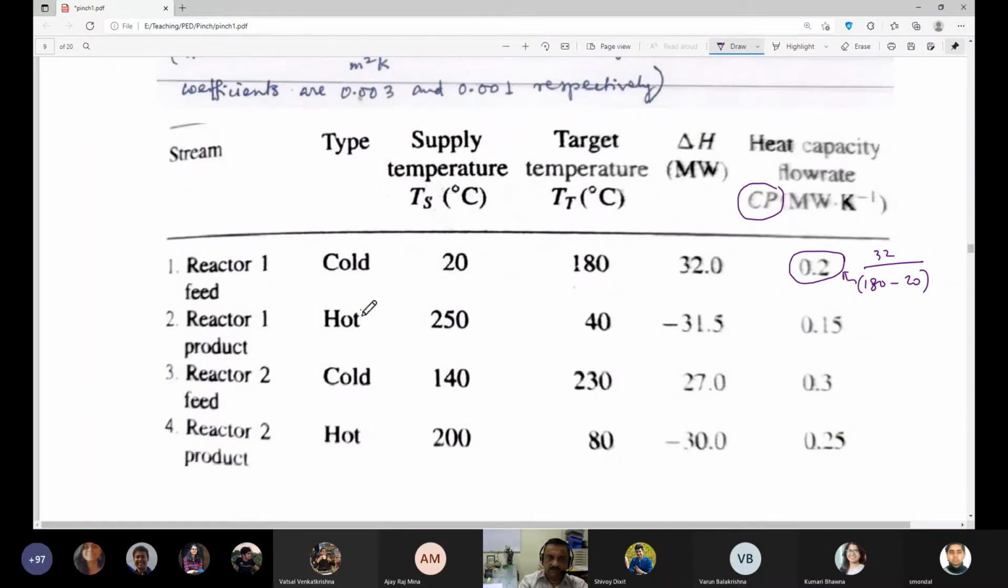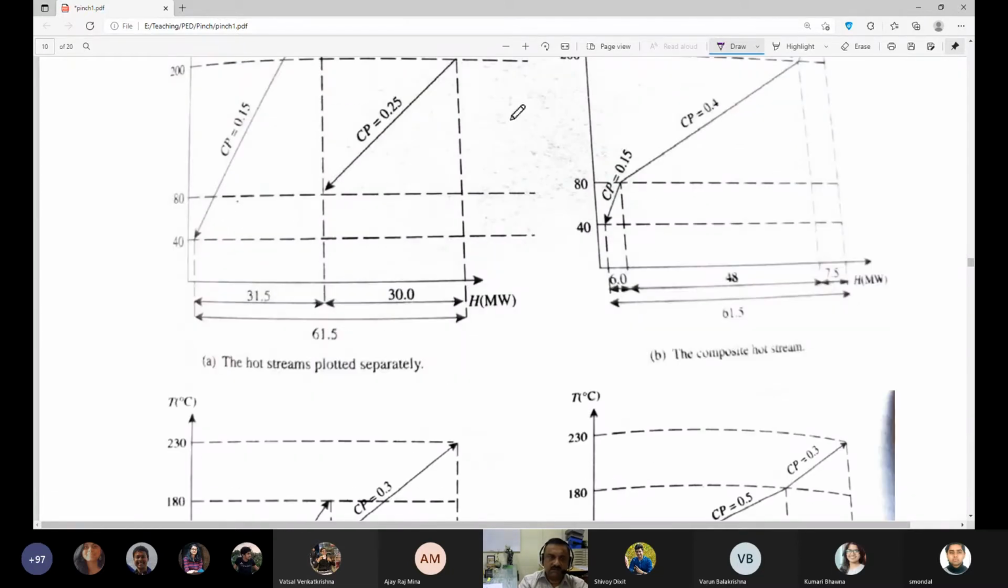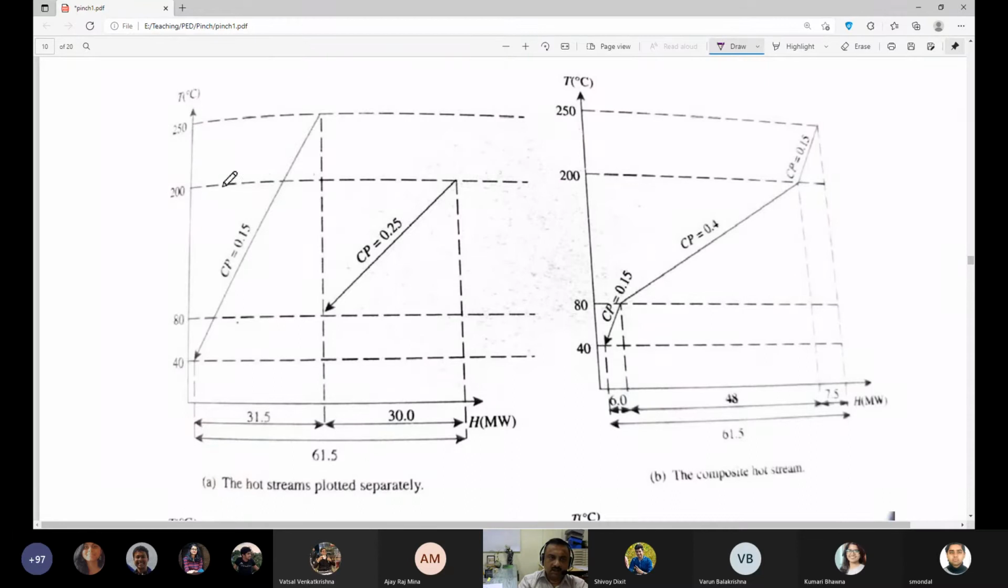So these are the two hot streams I have, and this is how they are plotted, with the corresponding delta H. Here we are not writing the axis, so we can make a small break here. We are interested in this delta H. This delta H is 31.5 and this delta H is 30. So they are covered here, and the corresponding CP values are given.